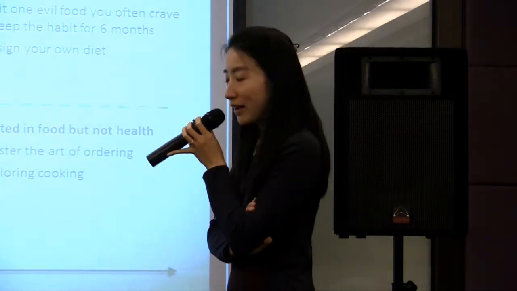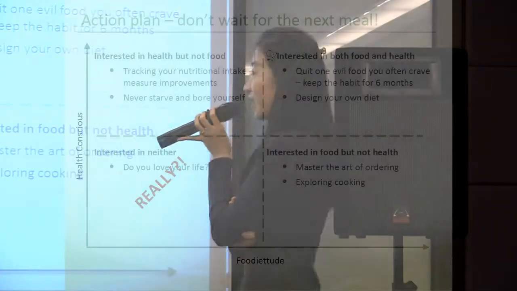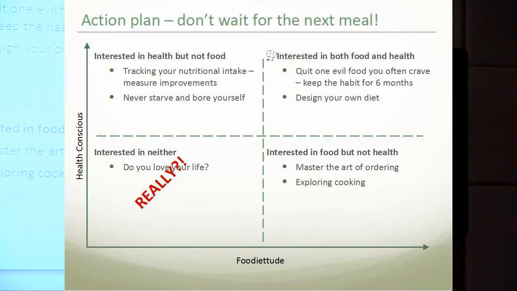So here is my action plan for you guys. I have divided the group into four kinds of people. One group is people who are interested in both food and health. Action plan number one is really to quit one evil food that you often crave. For me, that food is instant noodles. I really loved instant noodles myself, but I chose to quit them about a year ago. It was hard in the beginning, but now I no longer crave it. So I think it's something for you to consider. If you like potato chips, just try to stay away from them, and after a while, you just lose the appetite for it.